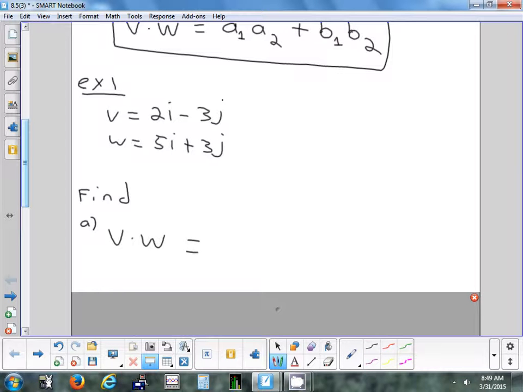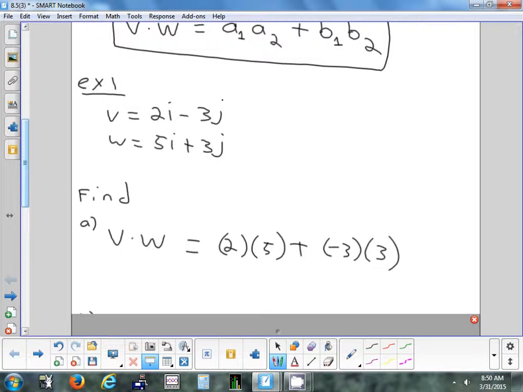Okay, so Andrew, what are the first two numbers I'm going to multiply together? 2 and 5. Yep. So we did 2 times 5 plus, Sylvia? Negative 3 times 3. So we do that out. Justin, what's my dot product going to be when I do that out? 10 minus 9. Yep. 1. Okay, so there's my dot product.